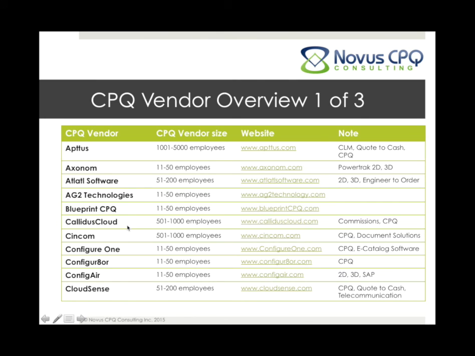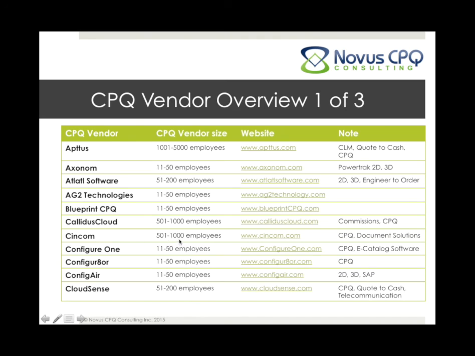The next company over here is probably much more familiar name-wise, Calidus Cloud. They have quite a size. They have a pretty good product offering in the CPQ space. They also have commissions management, and if, for example, you want to see commissions for your sales reps in the CPQ tool and you have both modules from Calidus, then this is a solution you want to look into probably.